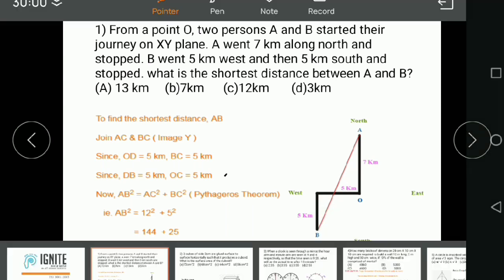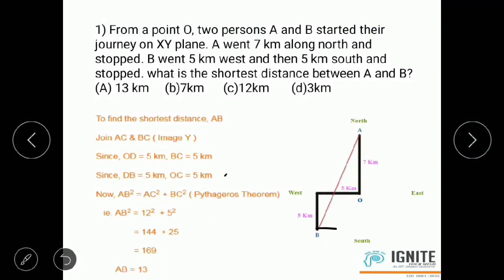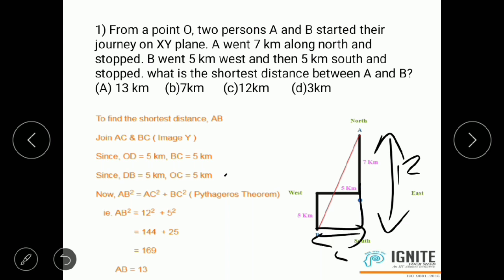Okay, we can redraw this figure. Consider this a triangle. Therefore, this side is 7 plus 5, that is 12, and this side is 5. Therefore, the shortest distance, according to Pythagoras theorem, base square plus height square equals hypotenuse square. So 12 square plus 5 square equals 169. Therefore, the shortest distance AB equals 13. Clear?